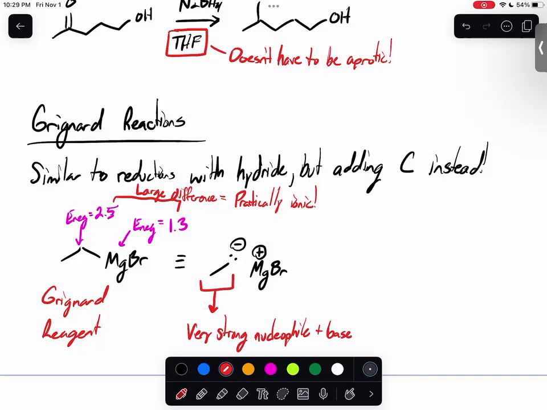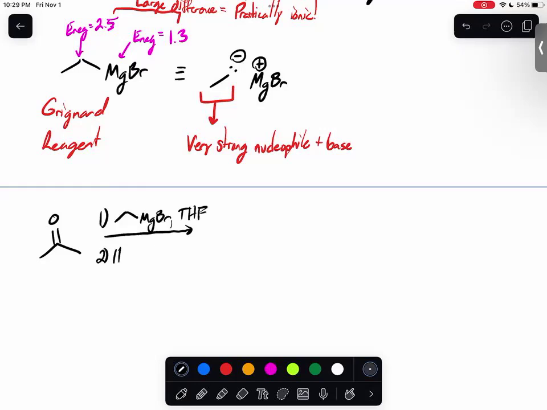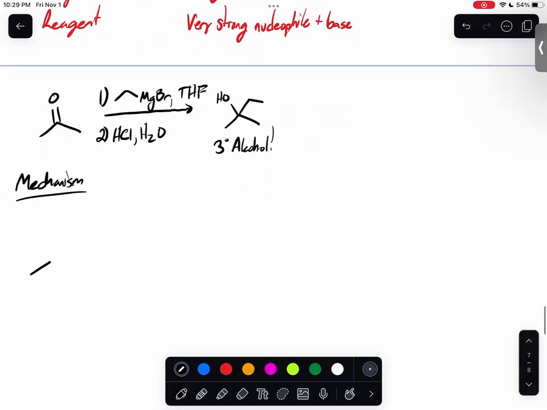So if we take a look at something like a ketone and we run a reaction with something like this Grignard reagent that we're presenting in THF, and then we work it up with some HCl and water, what we're going to see is we actually generate something that looks like this. We generate a tertiary alcohol. So how does this happen? Well, if we look at what the mechanism is going to look like for this, essentially, it's the same as our hydride additions.